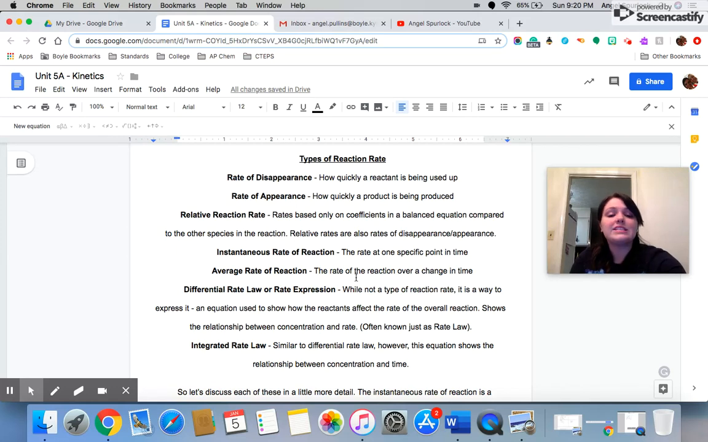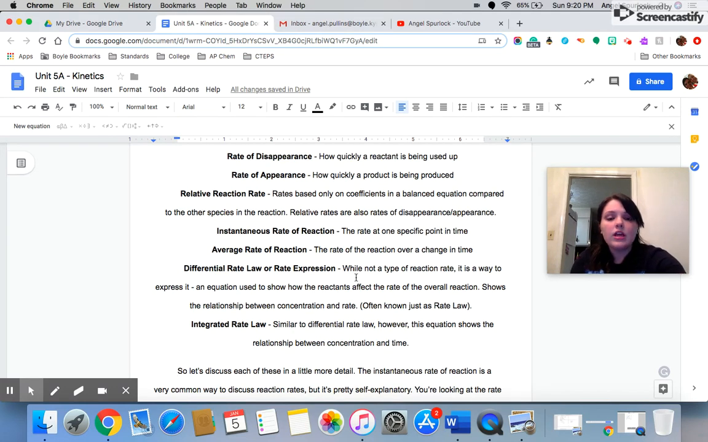We also have the instantaneous rate of reaction. That's the rate at a specific point in time, okay? So what was the rate of the reaction 200 seconds after it started? Or what was the rate of the reaction when the concentration of hydrogen was 0.2 molar? So instantaneous rate of reaction is actually what we're going to work with most of the time, okay?